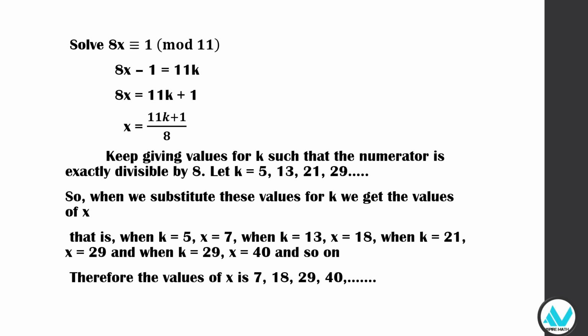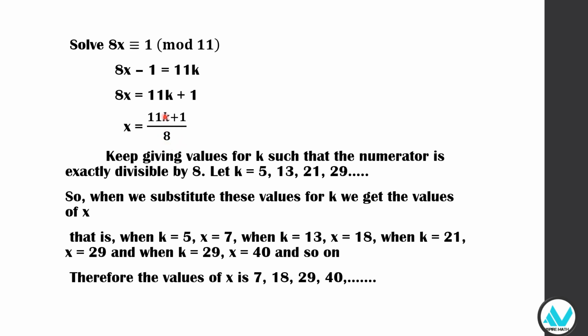Let us solve 8x is congruent to 1 mod 11. As usual, I am going to apply the formula. a congruent to b mod n is nothing but a minus b equals kn. Here also 8x minus 1 equals 11k. Now since I have to solve for x, keep 8x as it is and take the minus 1 to that side. So 11k plus 1. And x equals nothing but (11k plus 1) by 8. Now keep giving values for k. As I give values for k, it should be exactly divisible by 8 also.